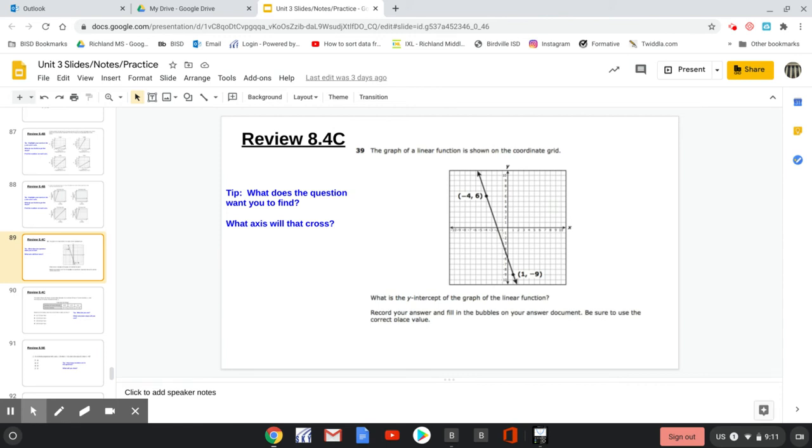What does the question want you to find? So we have a graph of a linear function. It shows us this line. It looks like the slope is negative. We have 2 points. But the important part is, what is the y-intercept? We could put those 2 points in stat edit and it would give us our answer. Or we can look right here at where it crosses y, and we know our answer is -6.